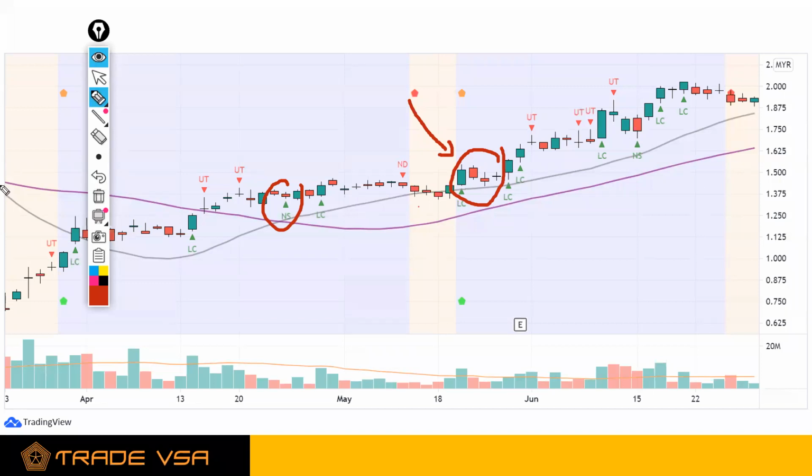Okay, so again, let me go through here. I think here we got around two. Of course, the first one is not that obvious. Overall, this is the first one. Actually, I enter from here. If you realize, this LC is actually a holding bar, a holding bar from here.